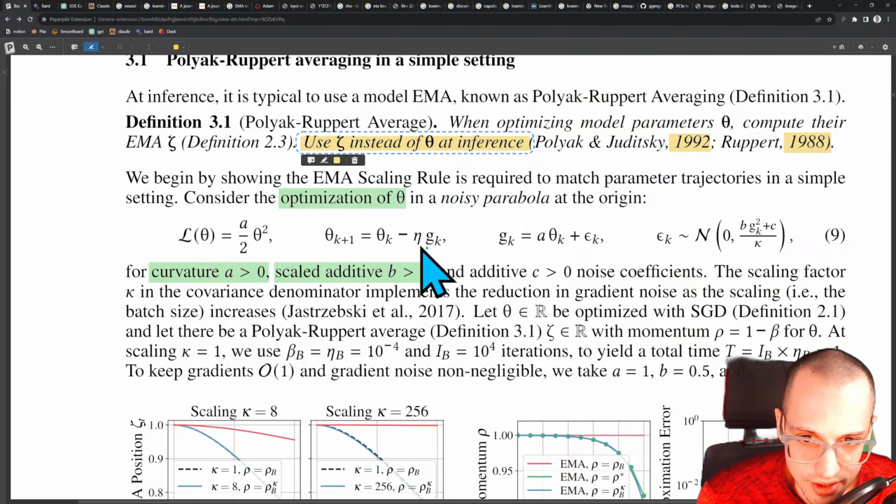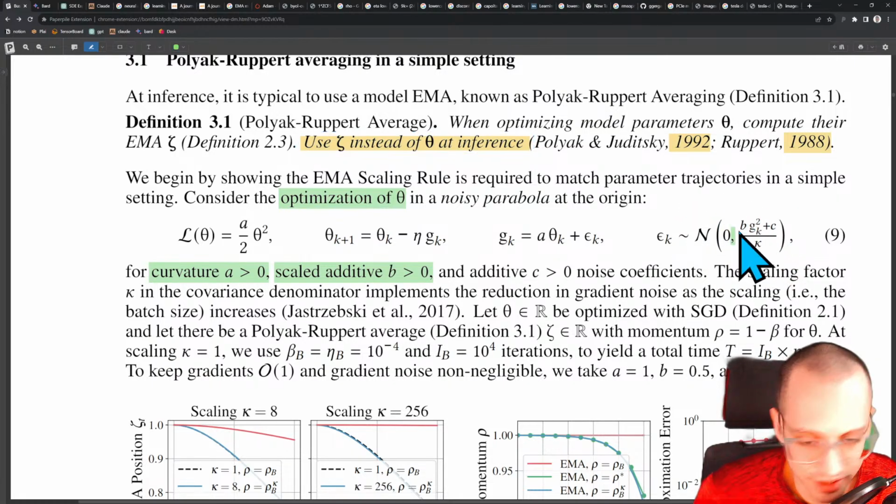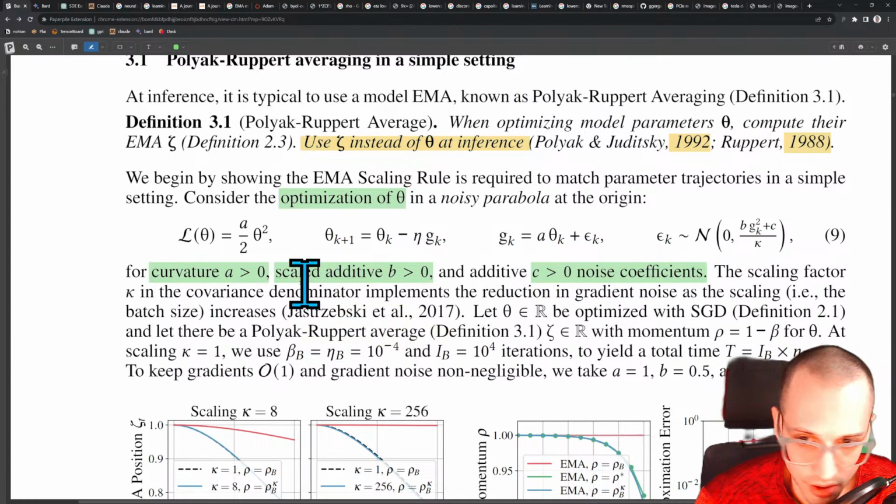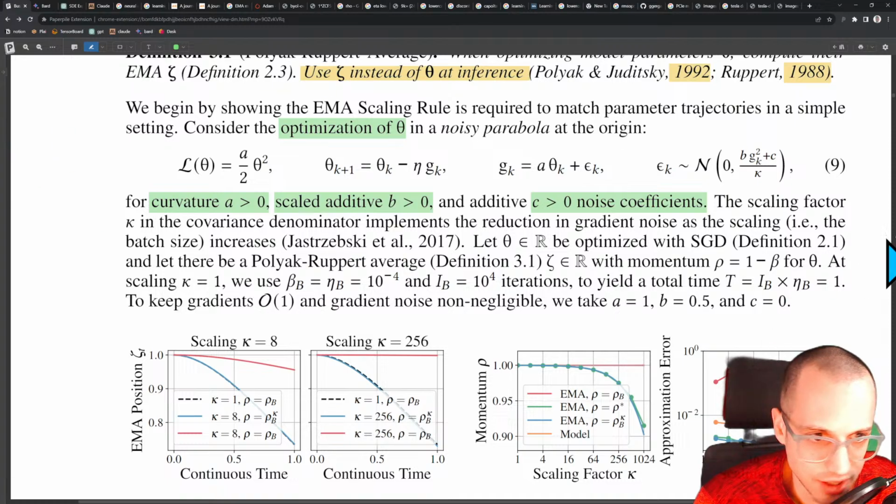You have the weights at the next step is the weights at step k minus the learning rate eta times the gradient at that step. The gradient at that step is equal to A times the weights at that step plus some epsilon k, where that epsilon k is a normal distribution with a mean of 0 and a variance of B times the gradient squared plus C over k. So you have three different things here that are weird. You have this A, this B, and this C. And they're probably going to mess around with those A, B, and C and then see how that changes.